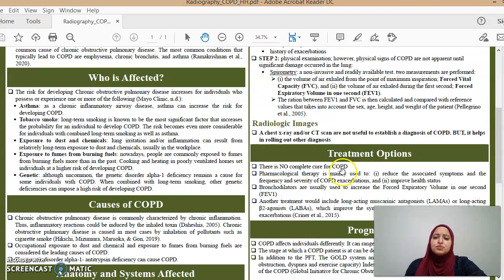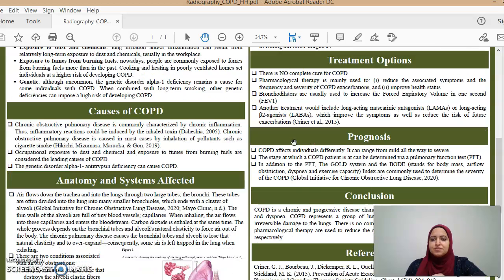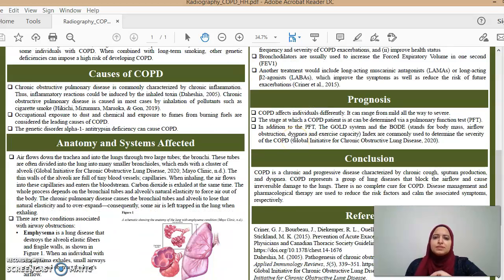Now we'll turn to the treatment options. Unfortunately, there is no cure for COPD. Any kind of medication therapy is mainly used to reduce the symptoms, or to make them less frequent and less severe. And for prognosis, COPD affects individuals differently. In some cases it will be mild and in others it could be severe. The stage at which a COPD patient is can be determined using other tests, such as a pulmonary function test.